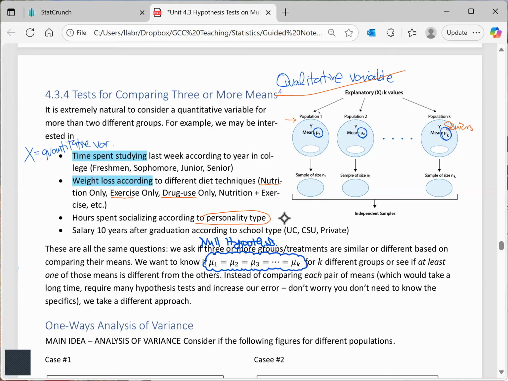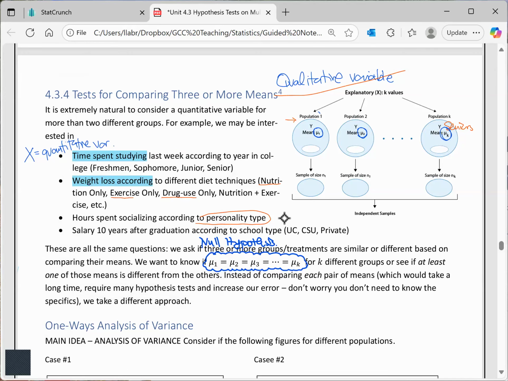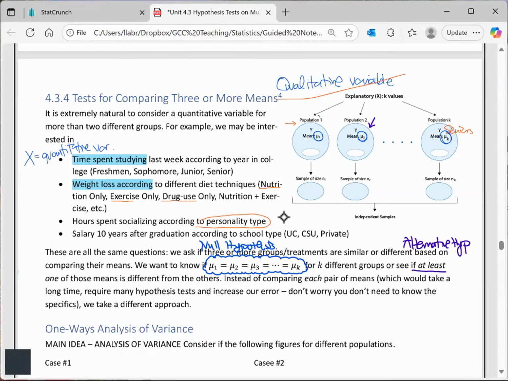Time spent studying, well, we really think that students should be spending the same amount of time no matter what. In practice, though, this might be different. So my alternative hypothesis is whether I can actually detect a change. And if at least one of them is different, for example, if group 2 here is larger than all of the other ones, then that means that one group does not have the same average as the other. So the alternative hypothesis will be that at least one of the means is different than the others. And we're more or less going to stop here. We can actually do more.